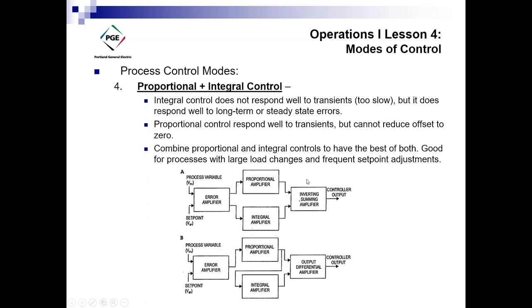So here I just brought this up. Process variable, set point, error amplifier. You get a signal that goes to a proportional amplifier and an integral amplifier. And so you may have an inverting sum amplifier, which means that if you have a positive error signal, you want to provide an inverted or negative error summing signal to bring the error back down. Here you could possibly have an output differential amplifier. So there's a lot of different variations in control systems you can set up with proportional and integral, well, with everything.